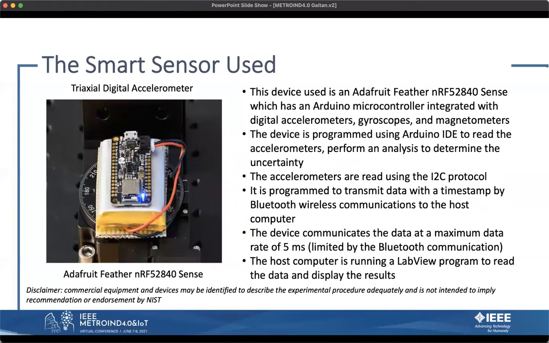So in this demonstration, the smart sensor that we used is a device that's an Adafruit Feather NRF 52840 Sense. This is an interesting device for this project because it not only includes the microcontroller on this little board the size of, say, a thumb drive, and you can see that in a photograph of this on the left, but it also includes sensors, including accelerometers and gyroscopes.